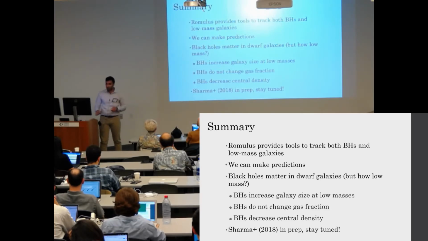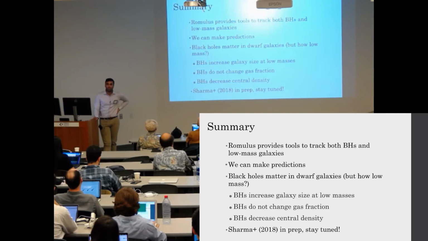So have you thought about how black holes change the size of dwarfs? Given that they don't change the gas fraction significantly, I don't assume the black holes just push the gas out and in, right? So what's the mechanism that changes size?